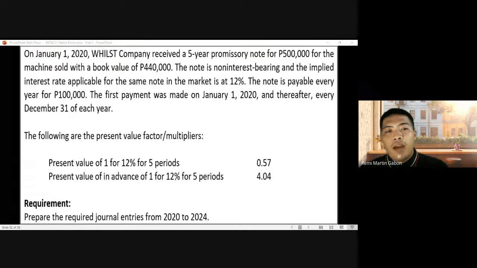Pero si in advance or annuity due, it should be 5 periods minus 1. Hindi mo na lang diniretso sir na 4. Bakit tayo nagma-minus 1? Okay, bakit ko sinabing 5 minus 1? Okay? 5 minus 1 or simply 4 kasi nga meron tayong advance payment. Okay? Meron tayong advance payment.